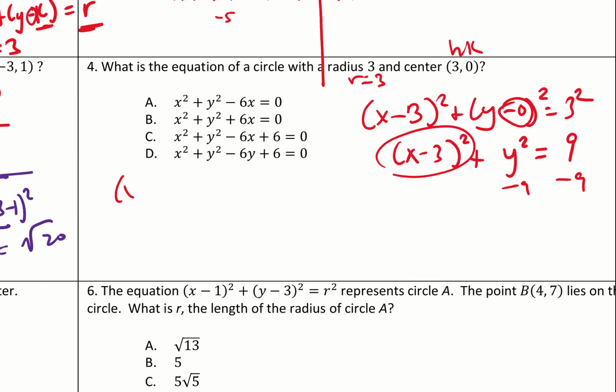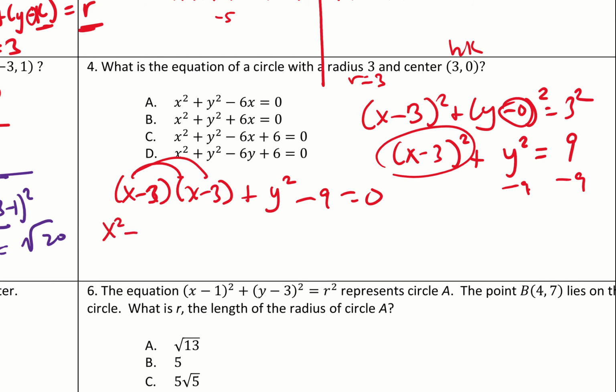Okay, so if I want to FOIL that, it's going to be x minus 3 times x minus 3. And then I got plus y squared minus 9 equal to 0. So let's FOIL this. X times x, x times negative 3, negative 3 times x, and then negative 3 times negative 3.